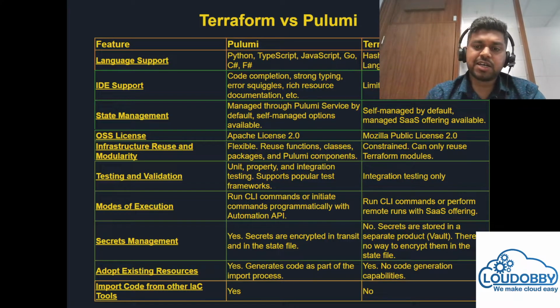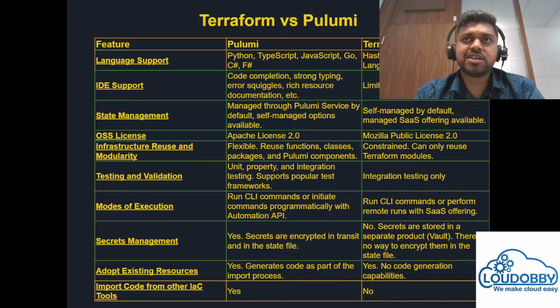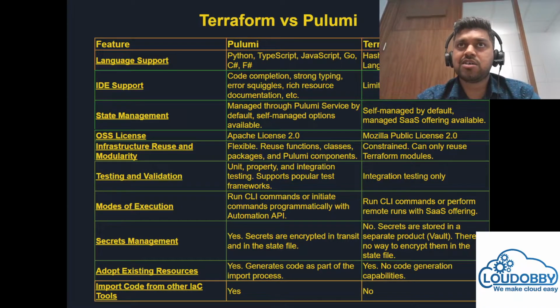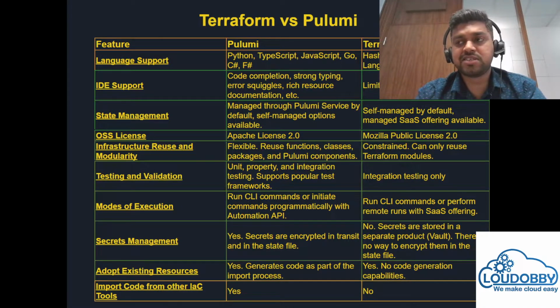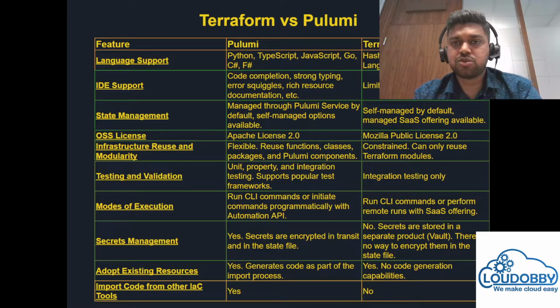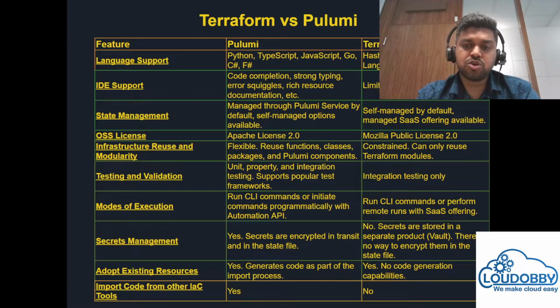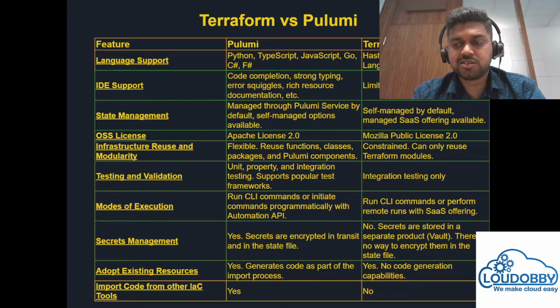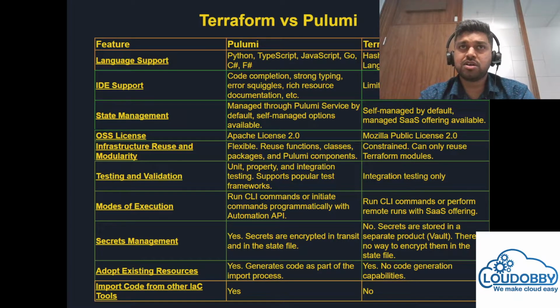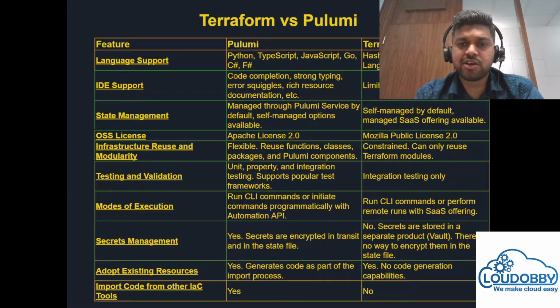Secret management: secrets are encrypted in transit and in the state file itself. You don't see any secrets in the state file. When it comes to Terraform, they don't store any password in secret management, but they have their vault, HashiCorp Vault, that you can use. But in Pulumi, you can directly store your passwords in the key vault, and from there you can reference them in the code.